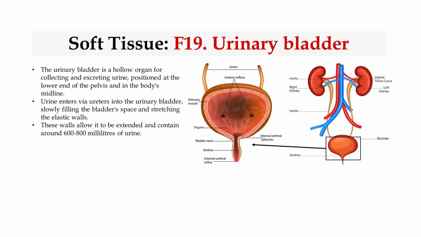Then you have the bladder neck, followed by the urethra, and finally the external urethral orifice, right, through which the urination happens, right? From an overall standpoint, you are looking at the kidneys.